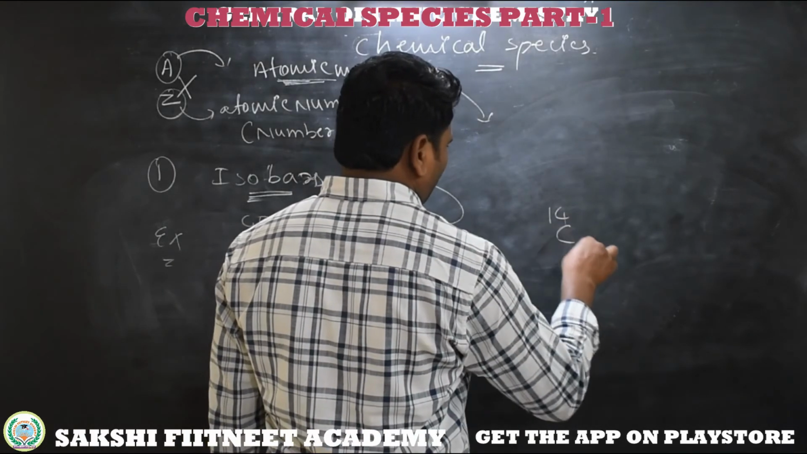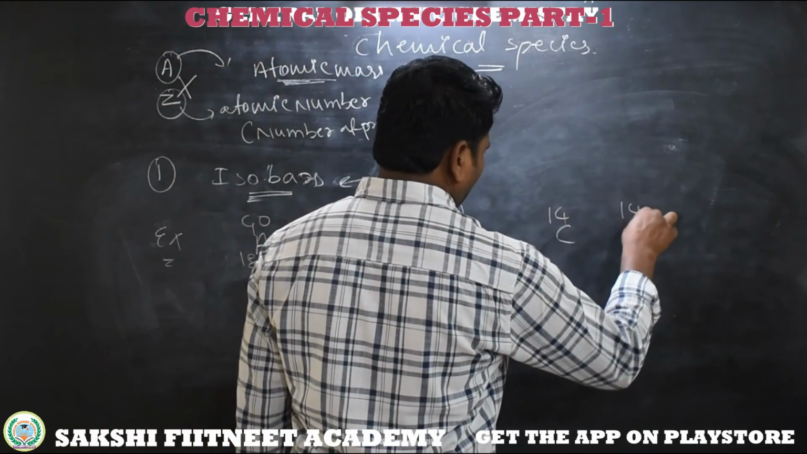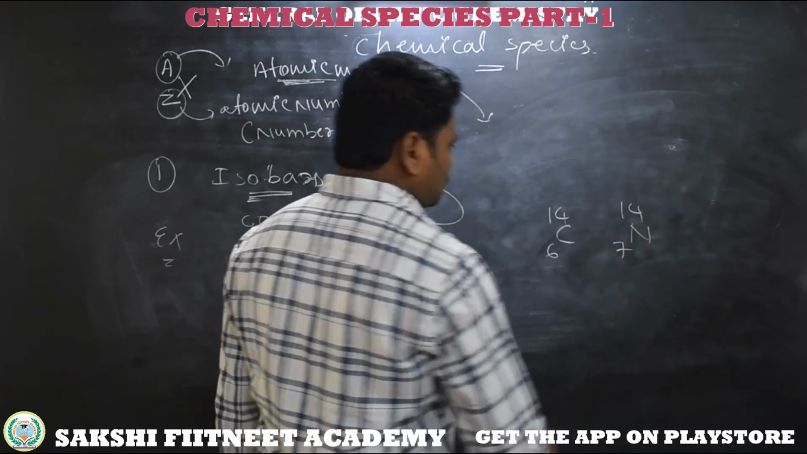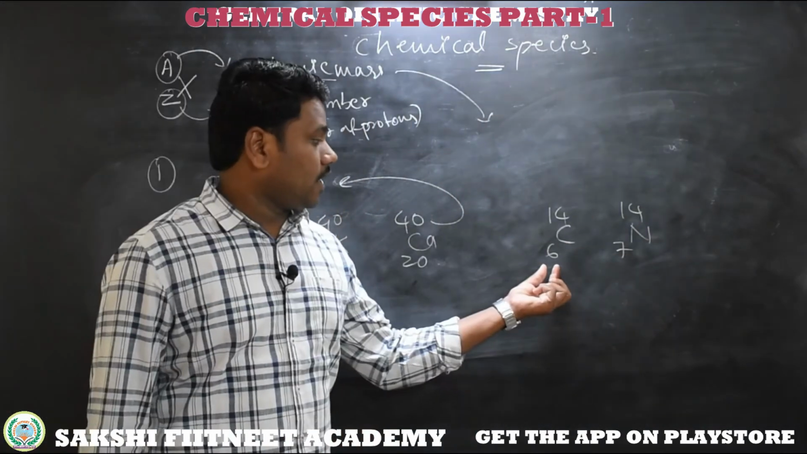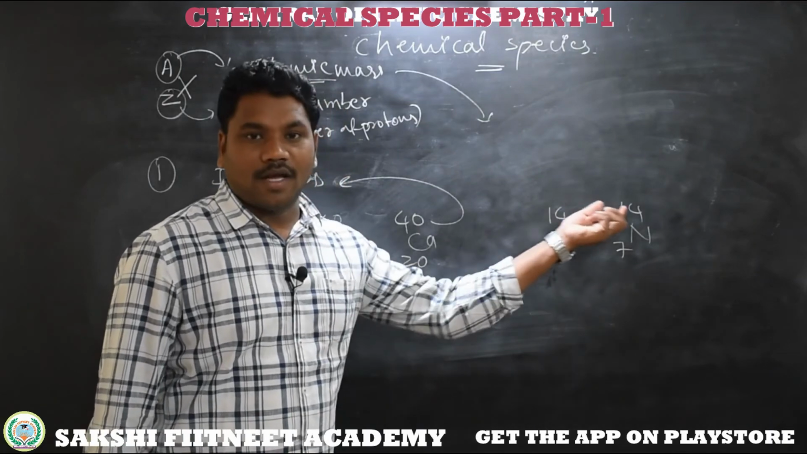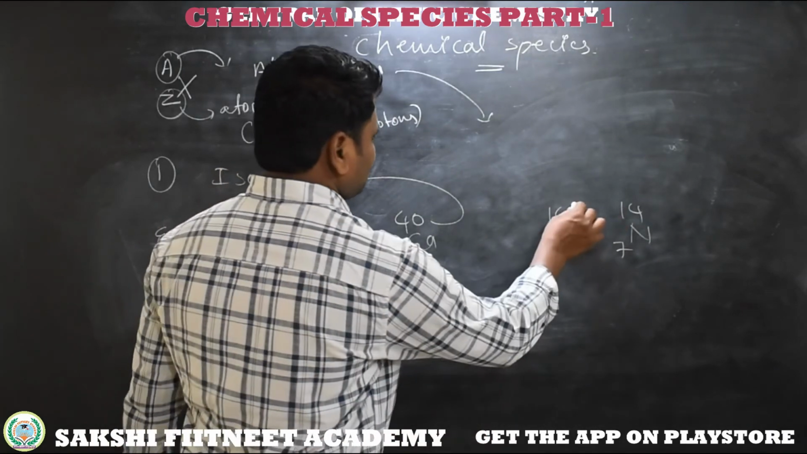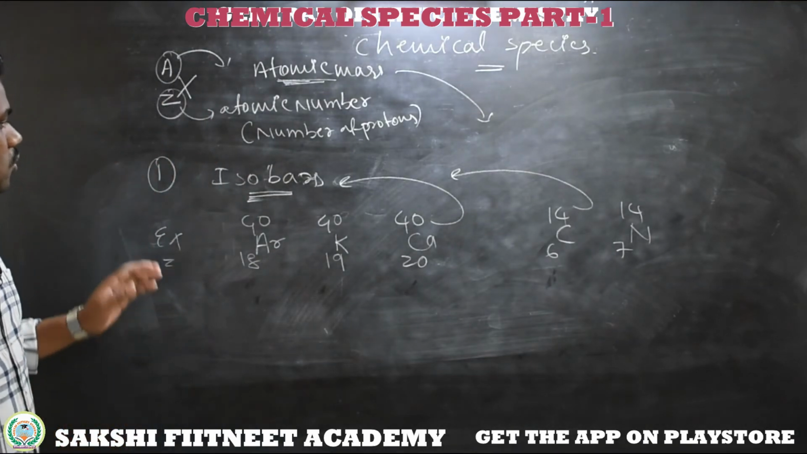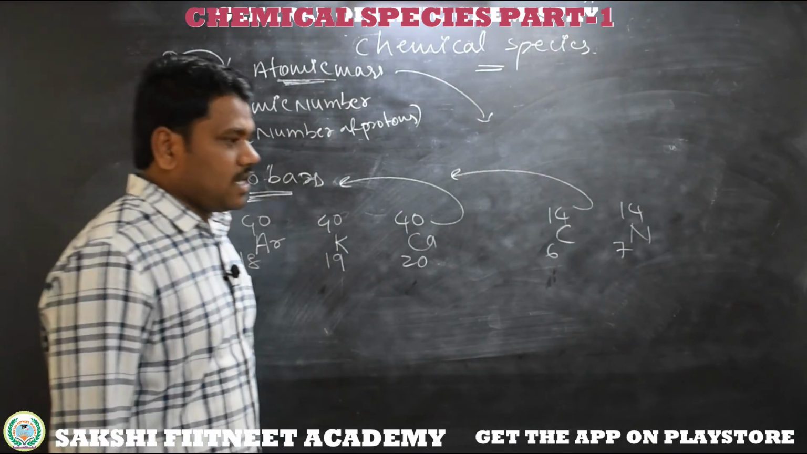Here C14 and N14, with atomic numbers 6 here and 7 here. Different atomic number, same atomic mass, classified as isobars. So this is the story of isotopes and isobars.